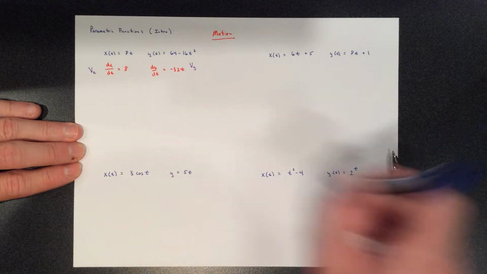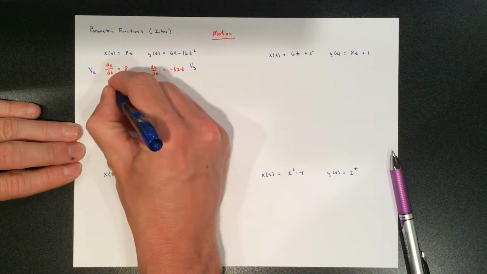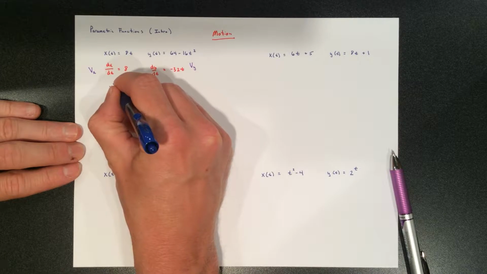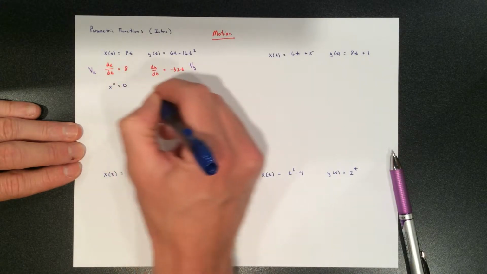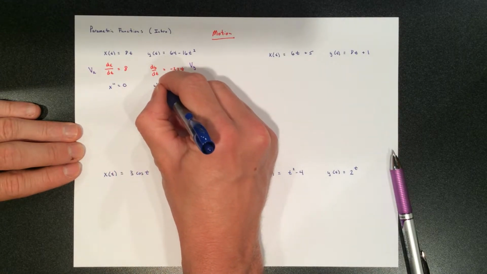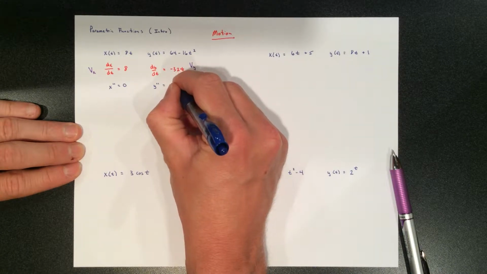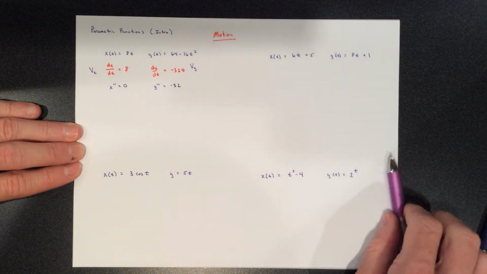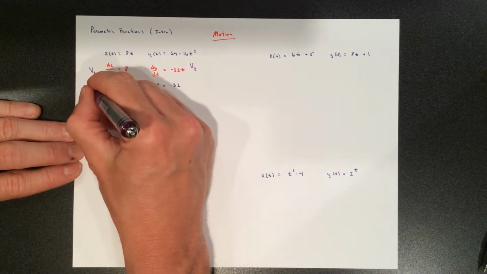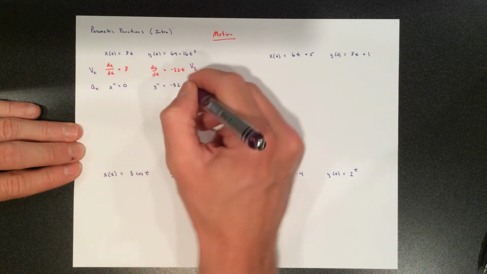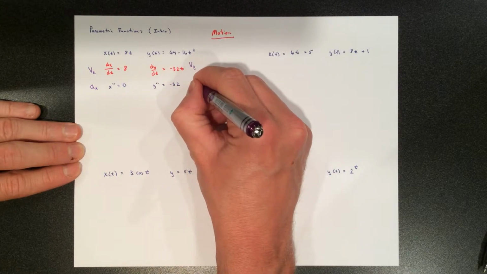I could take another derivative. In calculus, we'd probably call that x double prime, and that'd be 0, right? The derivative of 8 is 0. And then we get y double prime, and we would get negative 32. In physics, we just call this acceleration. This is the acceleration horizontally, and this is the acceleration vertically.